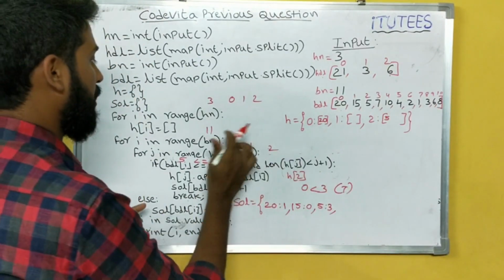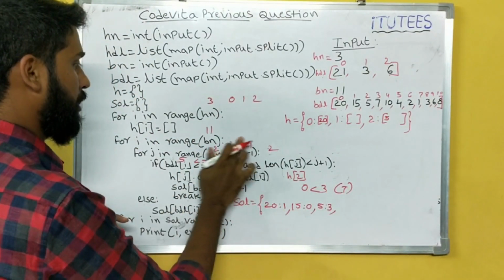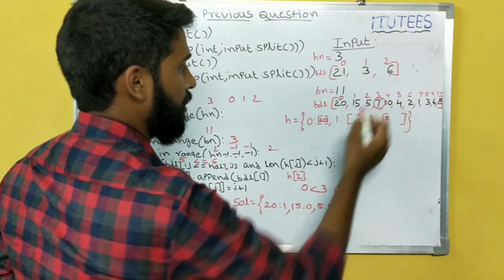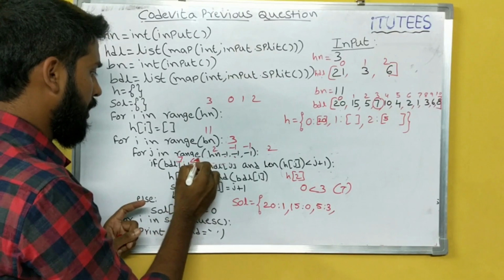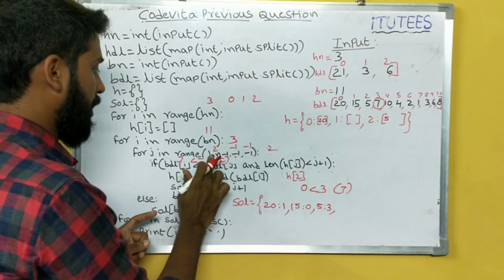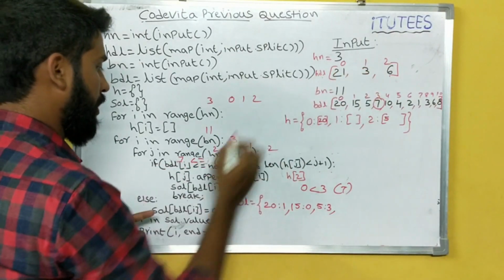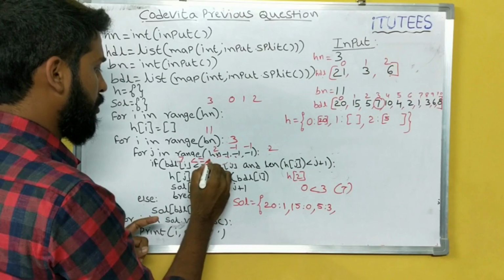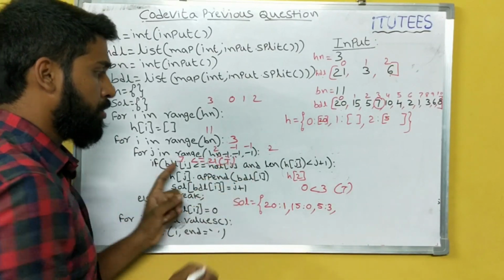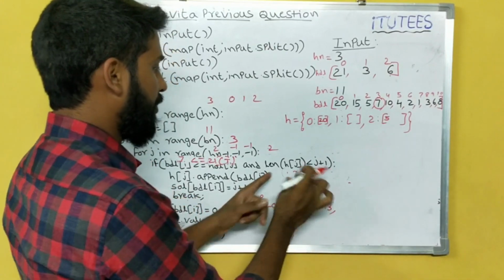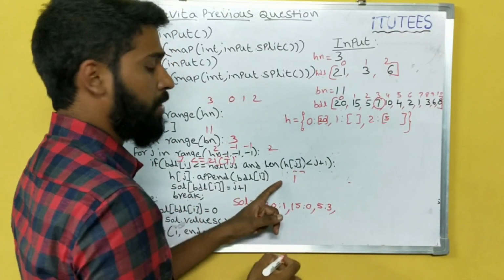So next increment the I value. Now I equals 3. That means 7. We compare 7 less than or equals to 6. False. 7 less than or equals to 3. False. 7 less than or equals to 21. Yes, it is true. So go to check the next condition. What is the next condition? Length of h of j that equals 1.